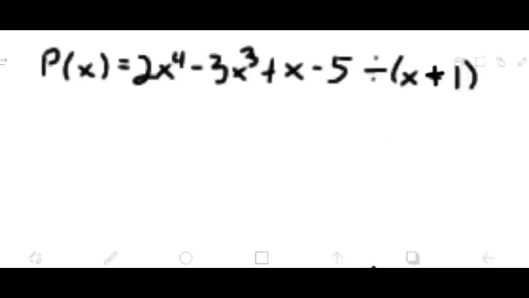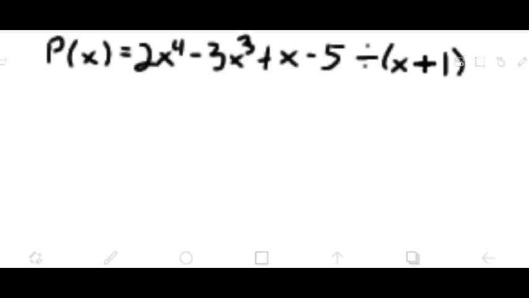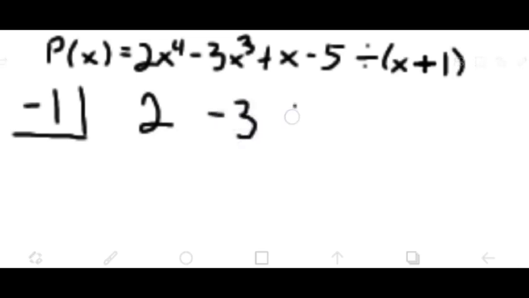Another example, we're still going to use synthetic division. In this example, our given is p of x equals 2x to the power of 4 minus 3x cubed plus x minus 5 divided by x plus 1. So our divisor in this example is negative 1, since, as I've said, we change the sign. Then our dividend is positive 2, negative 3, 0, positive 1, and negative 5.